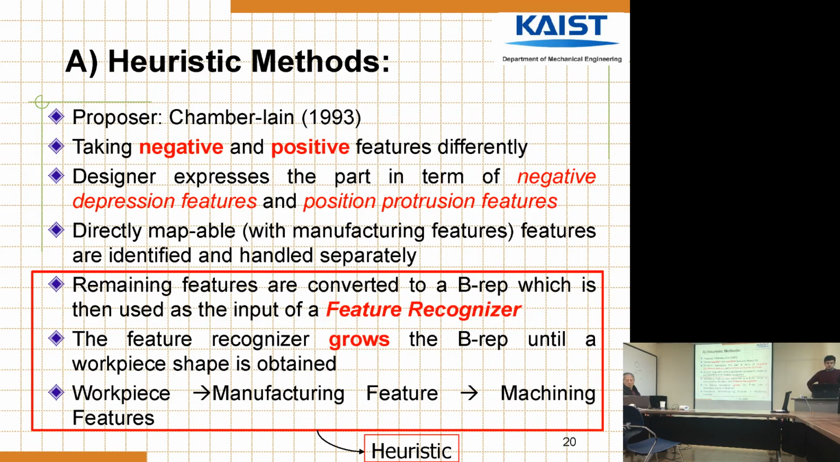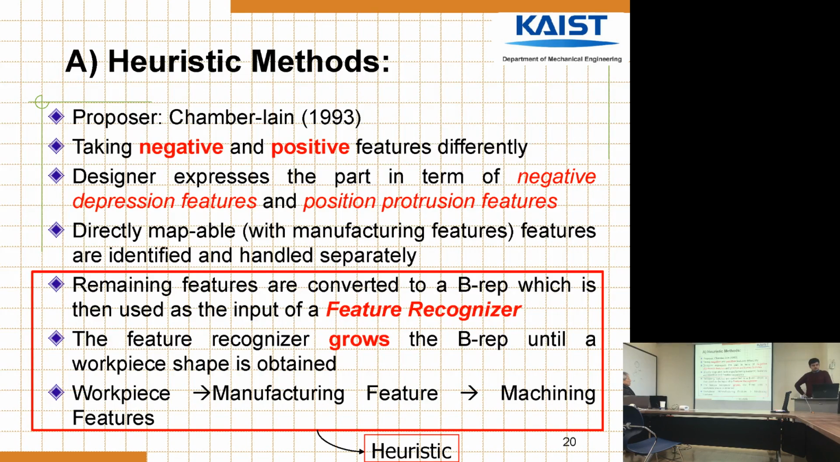The first one is proposed by Chamberlain in 1993. It considers only negative and positive features, I think solids or voids. The designer expresses the part in terms of negative depression features and positive protrusion features. Once he has done this, he finds two types of features. One are directly mappable to manufacturing, so there is no problem, you can map them. The remaining ones are where you apply the heuristic method.